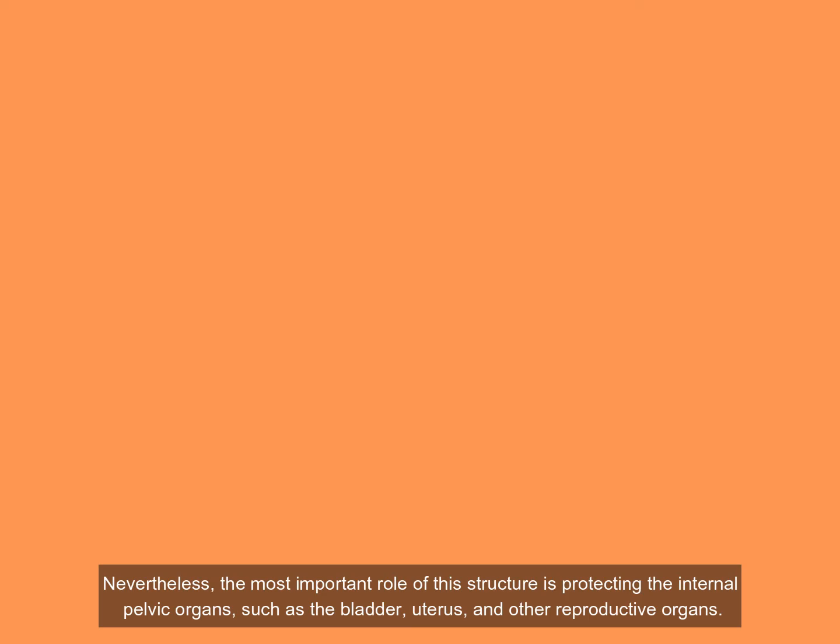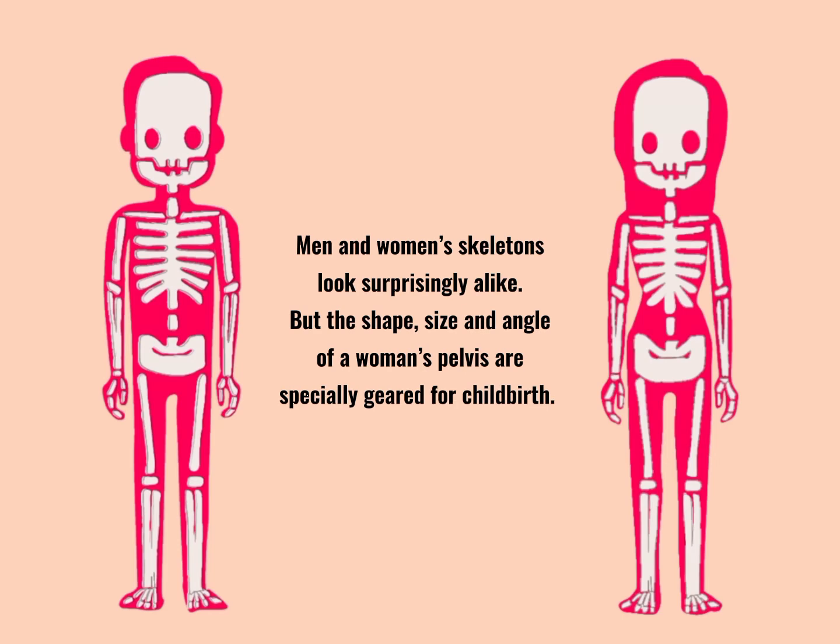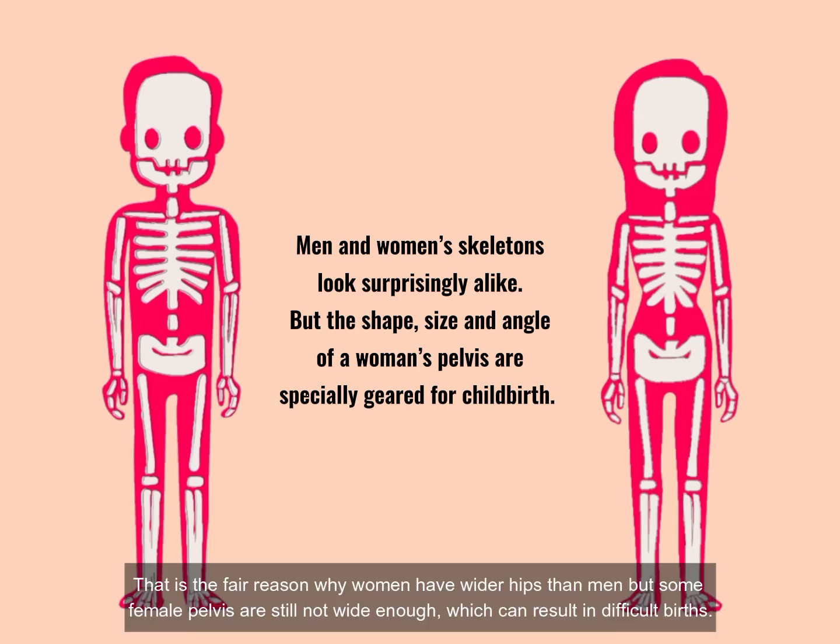and other reproductive organs. Men and women's skeletons look surprisingly alike, but the shape, the size, and even the angle of a woman's pelvis are especially geared for childbirth. That is the fair reason why women have wider hips compared to men. But sadly, some female pelves are still not wide enough, which can result in difficult childbirths.